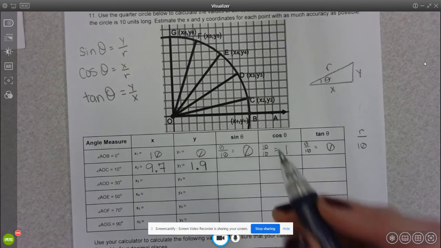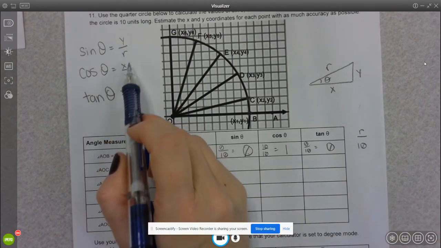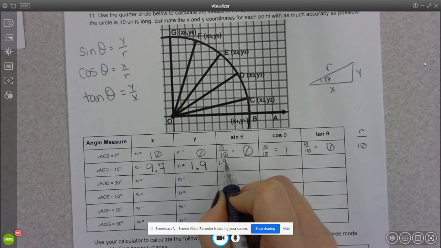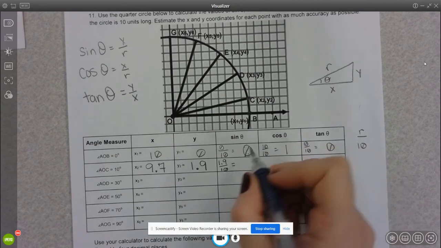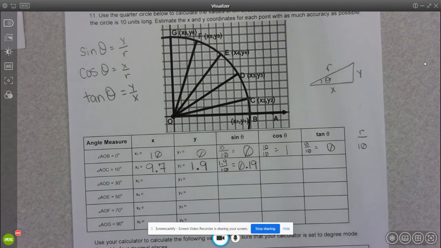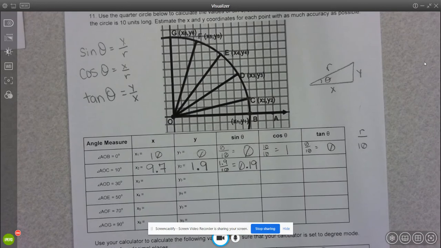Anyway, I digress. So sine is y over 10. Y is 1.9. So I'm going to do 1.9 divided by 10. Anything divided by 10 is moving the decimal once, so it would be 0.19.